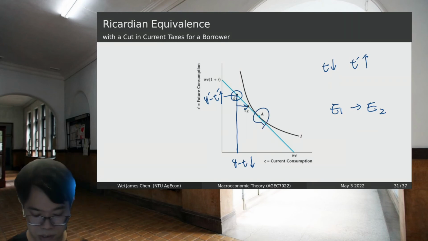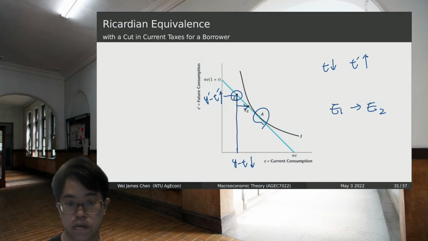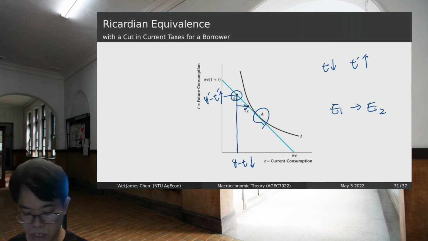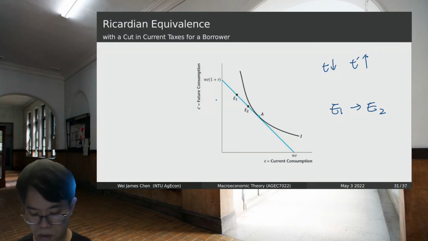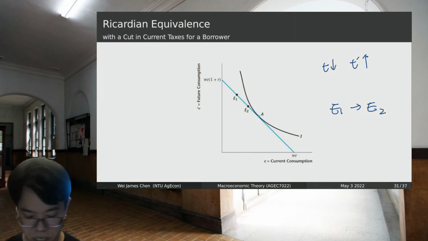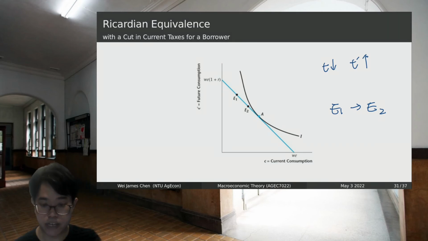Nothing really happened, because what defines how happy you are is your optimal consumption bundle. Your consumption bundle is still A. Your budget constraint doesn't change, and your preference doesn't change. So nothing changed, basically. This is for a borrower, but even if you are a lender, no matter where you are and how you are taxed, it's just moving you along this line. But nothing really changed for you. That's why I said the timing of taxation doesn't matter.